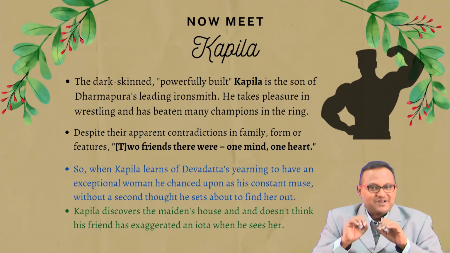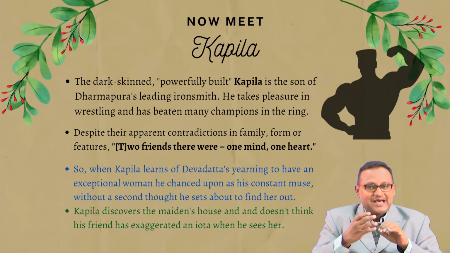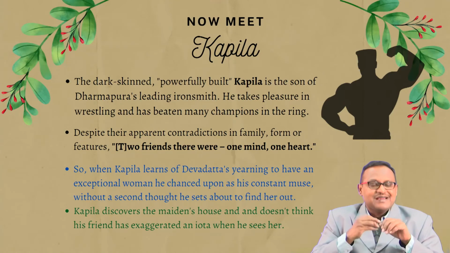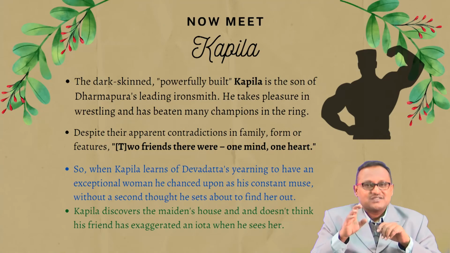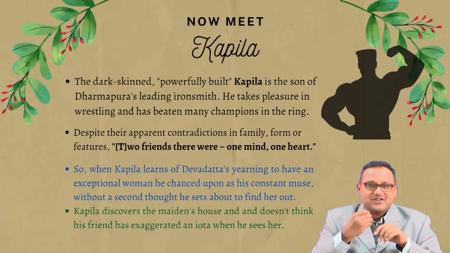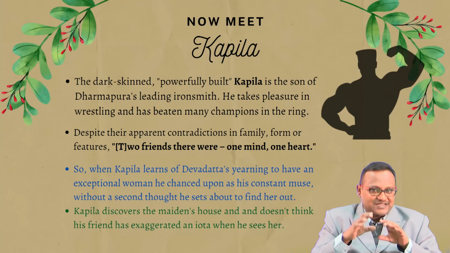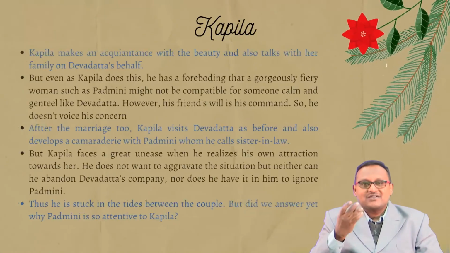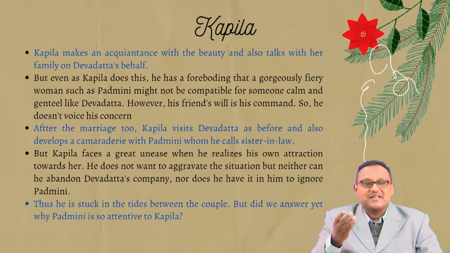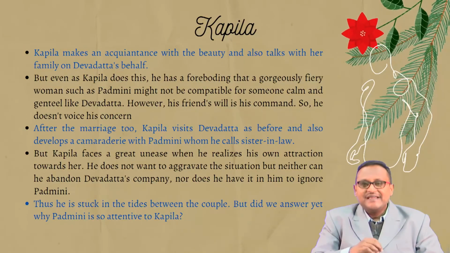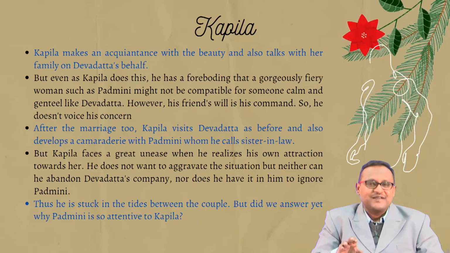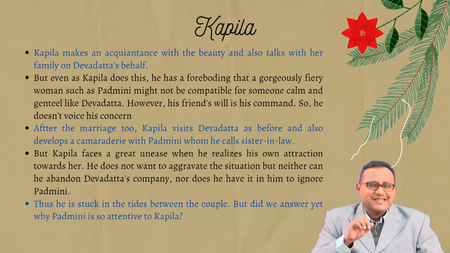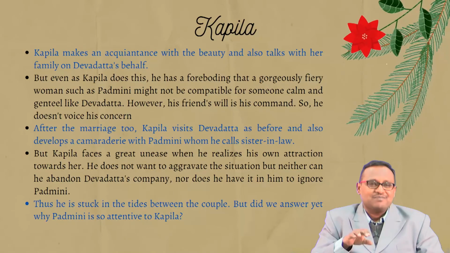Once Kapila finds out that Devdutta is in love with Padmini, he goes to extreme efforts to convince Padmini. He doesn't know the address, but he puts in a lot of effort. He finds out where this particular girl's house is. He goes and knocks on the door, and when he knocks on the door, he comes across Padmini. Padmini opens the door. He too is awestruck at the beauty of Padmini.